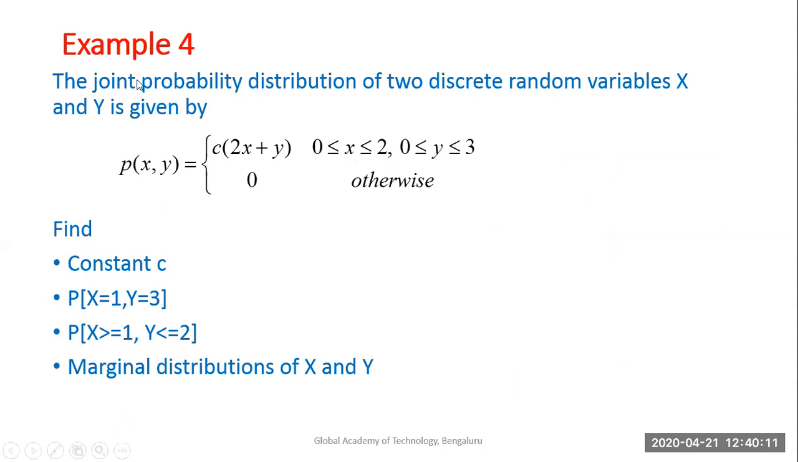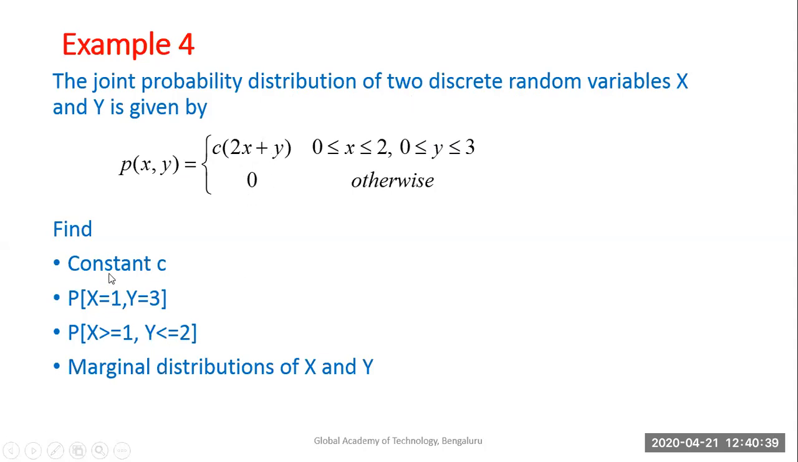Take one more, the last example. The joint probability distribution of two discrete random variables x and y is given by p of xy is equal to some constant c into 2x plus y, where x takes the value from 0 to 2 and y takes the values from 0 to 3. Remember, x and y are discrete random variables. For other values of x and y, the probability mass function is 0.